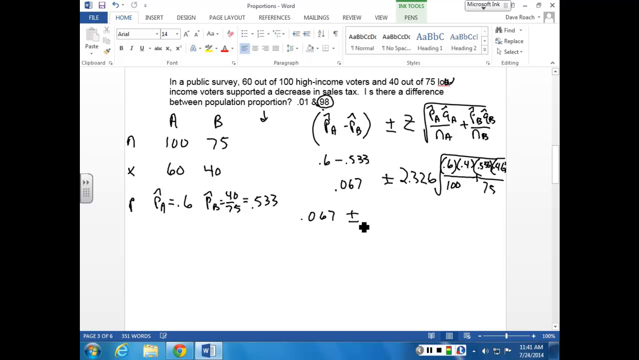Let me write all of that over a little bit more. 0.067 plus or minus 2.326 times the square root of 0.6. That was our P hat A. 1 minus that, the proportion of yes, the proportion of no would be 0.4. Then 0.533. Now I'm wishing I only carried this out two places, but this will be a little more accurate, a little bit closer to what we would get with a calculator. So 0.533 yes, 1 minus that, or 0.467 no, and divide by the sample size for that.